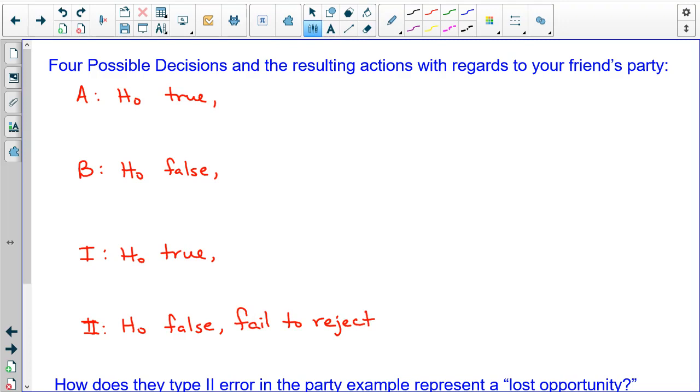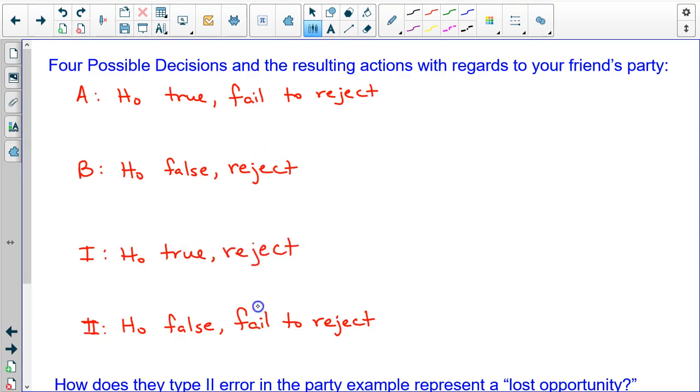Okay. Do you remember how to fill them in without having to look at mine? The null is true, and we fail to reject it. Yep. Because that's a good thing, right? And then this one, the null is false, and we reject it. Then this one, the null is true, but sadly we reject it.